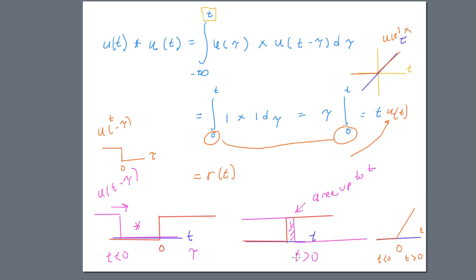So now when t is greater than 0, it is overlapping. And so this area here is the actual function of this convolution. And as we step t linearly, in fact, this area increases linearly, and we get our ramp function.